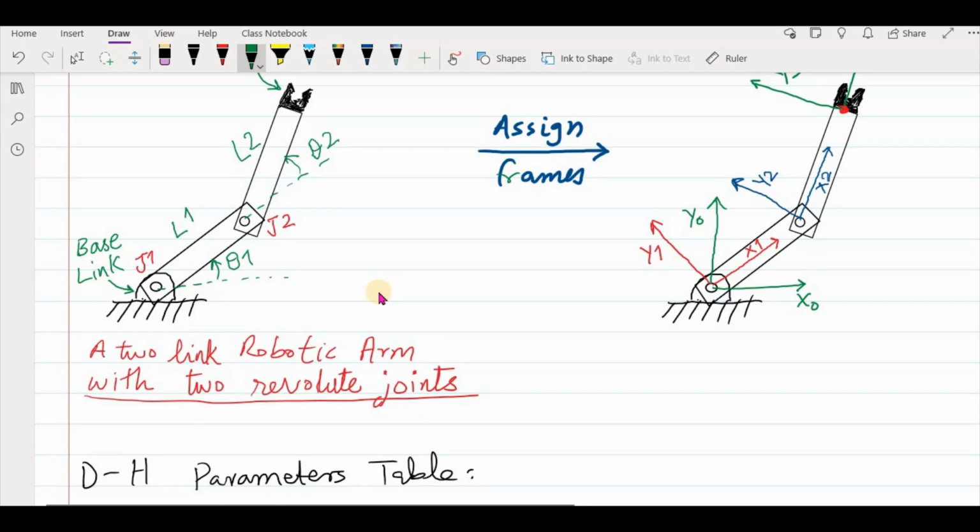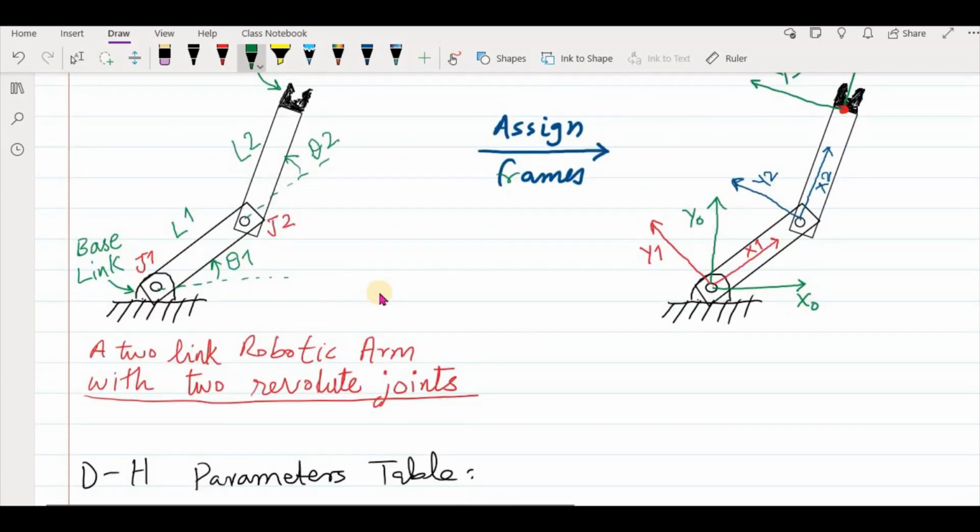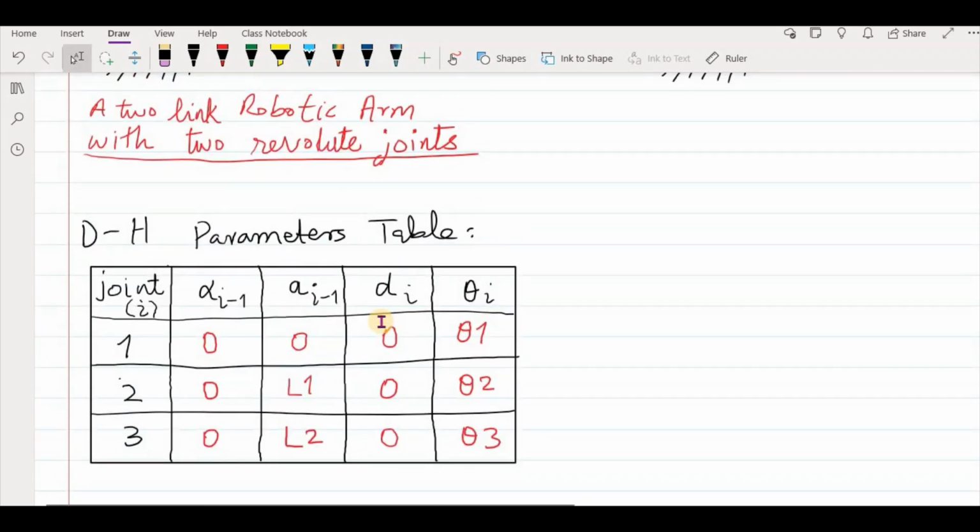So this is the z-axis of, let's say, the previous frame, and this is the z-axis of your present frame, and the distance between them is your A. And the angle between the z-axes will be your angle alpha. So let me write down here the alpha.